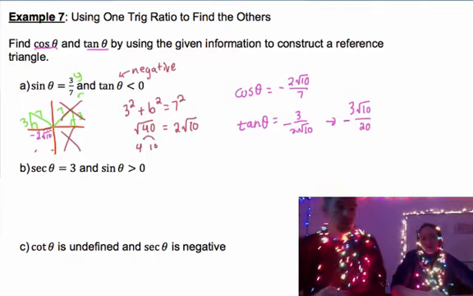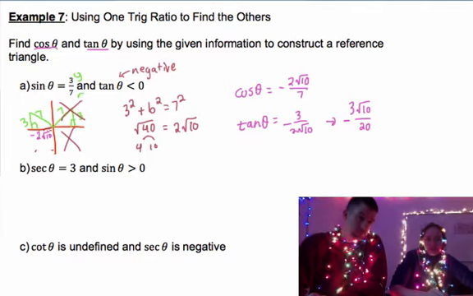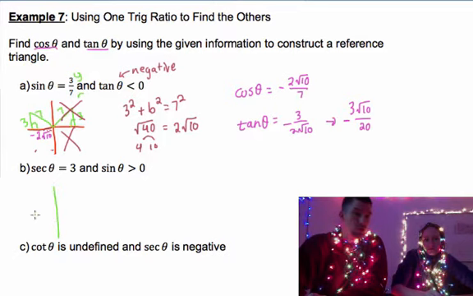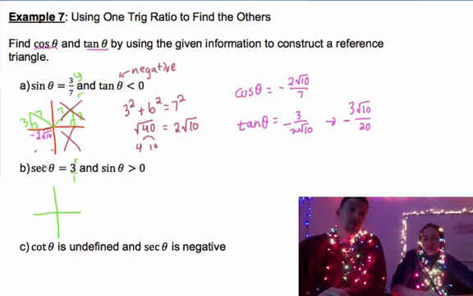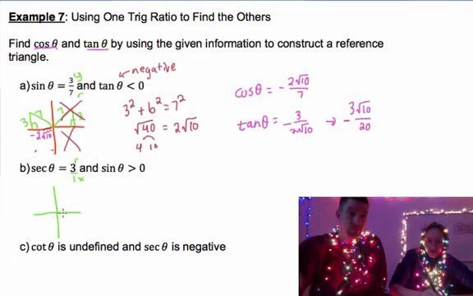All right, so B, secant theta equals 3, where sine theta is greater than 0. So again, we're going to use our cool Sherlock Holmes process of elimination. Also, it's helpful to remember that 3 is 3 over 1. That is related to cosine, so we've got r over x. So our x value is 1.